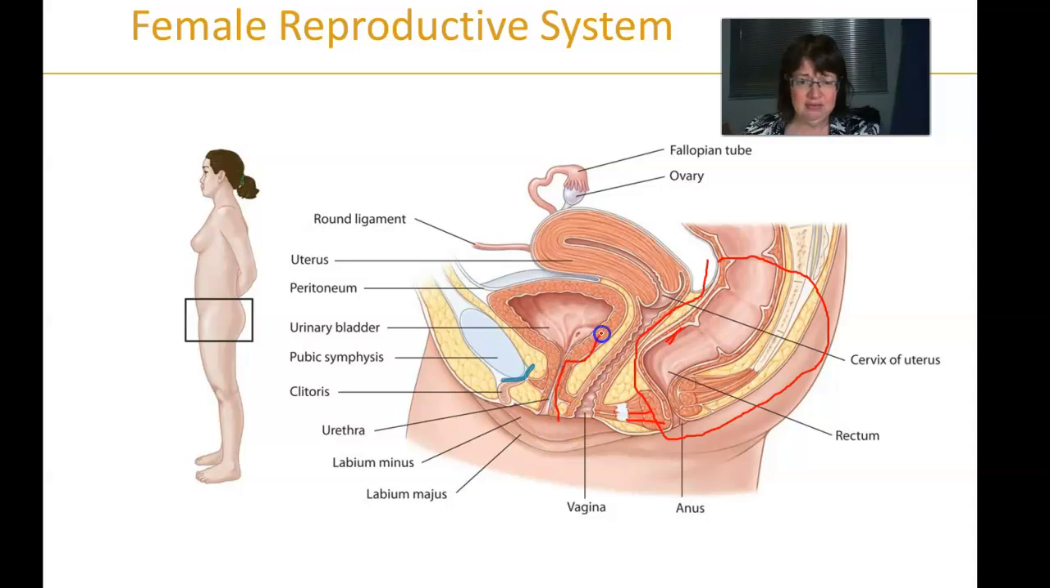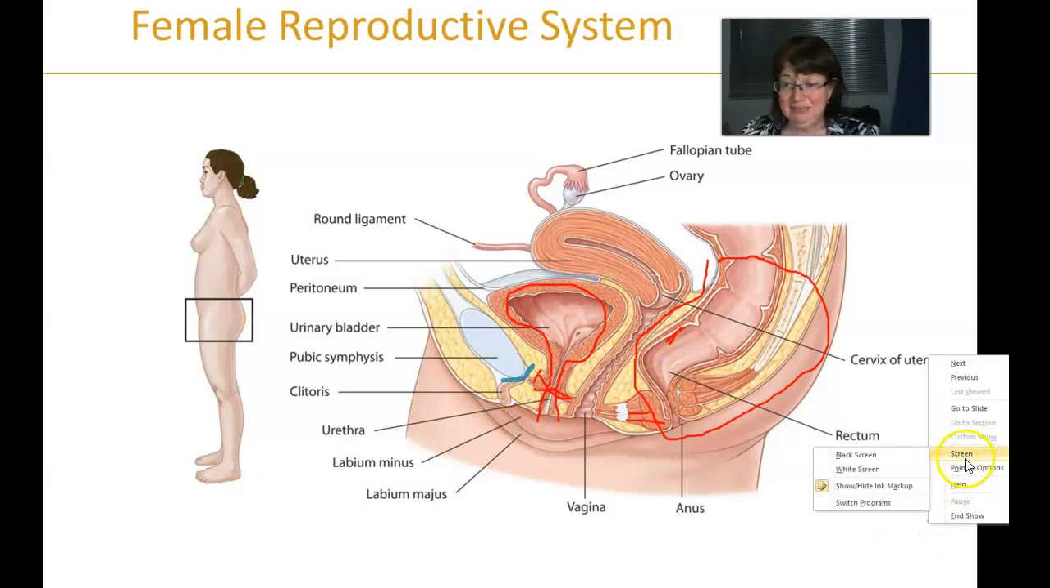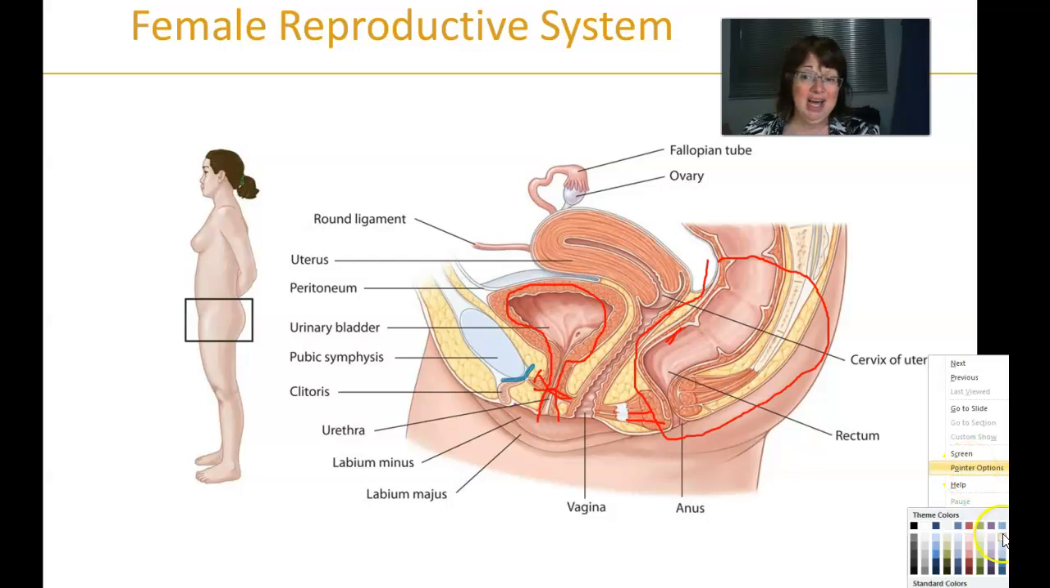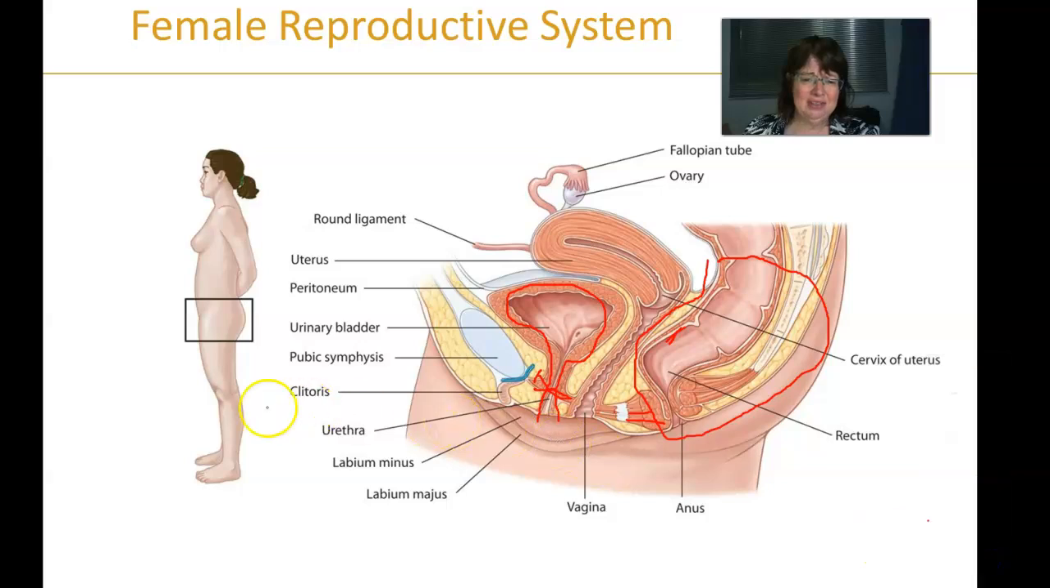Then you also have the urinary system. So here's the bladder and the urethra. And then again you have your pelvic wall. Now, when we're talking about the reproductive system, it is kind of in the middle. And this is one reason why you can have yeast infections and urinary infections, because everything is very close.